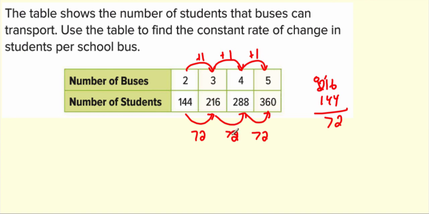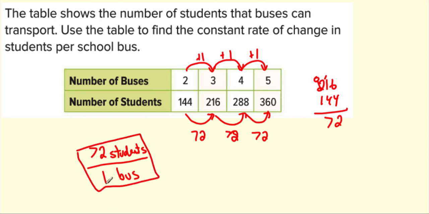So now we go ahead and we write it as a rate. We're going to take 72 students over 1 bus, because it was changing by 1 for the number of buses. This is already written as a unit rate because we have a denominator of 1. We know how much it is per bus. So this is our constant rate of change, 72 students per bus.